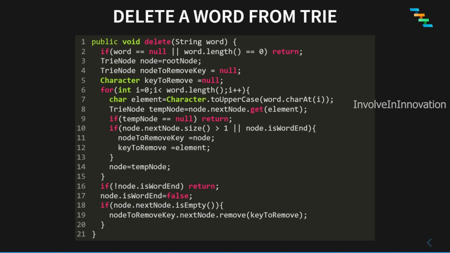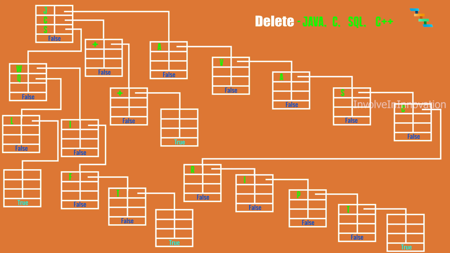Once this iteration completes, if the node's is word and is false, that means this word is not even present in the trie, so we will return that. If the last node has an empty hash map, then we can delete this character from the node to remove the key. Now we will see why we are doing this logic. We will see this with SQL.